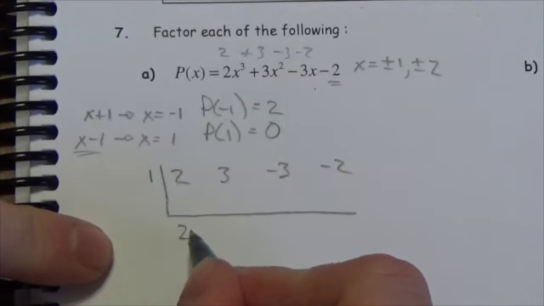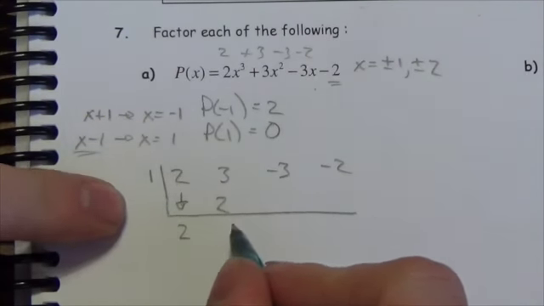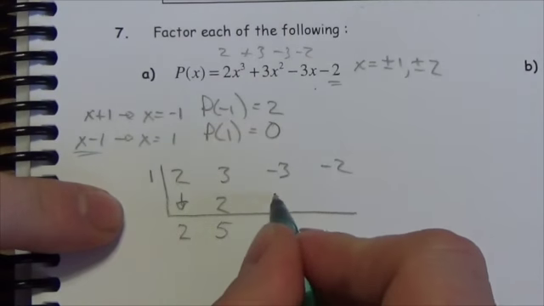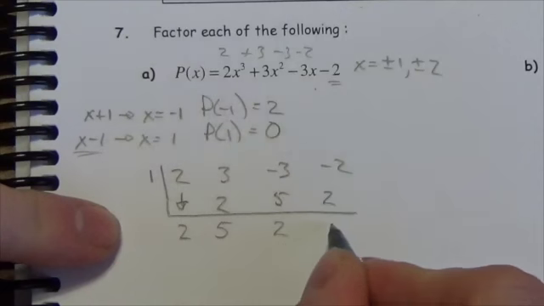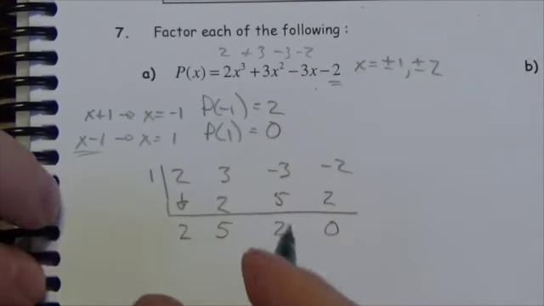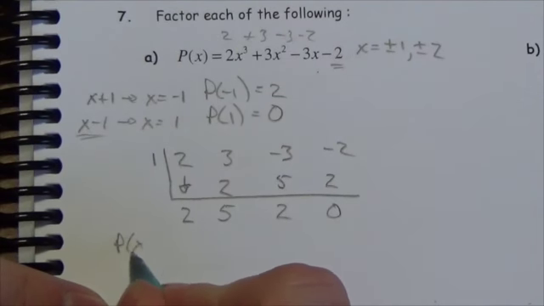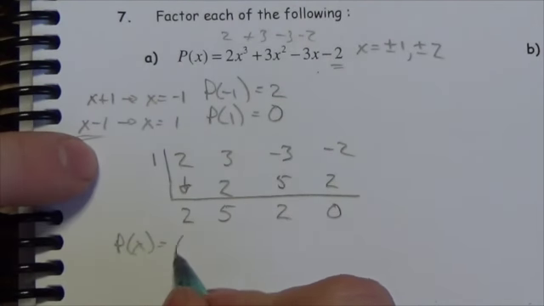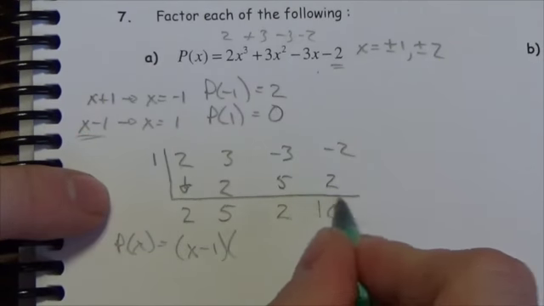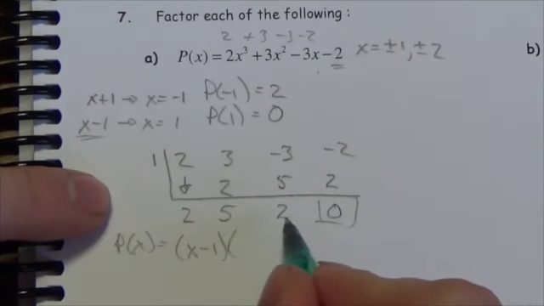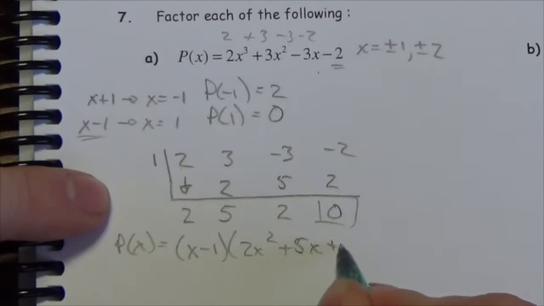So bring down the 2, then multiply 1 times 2 is 2, and add. So 5. 1 times 5 is 5, add. 1 times 2 is 2, add, and I do in fact get 0. So now, thus far, I can tell you that my polynomial has got to be my divisor, which is going to be x minus 1 here, times, well, this is my remainder here, so this is going to be 2x squared plus 5x plus 2.